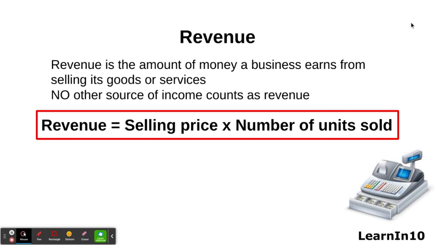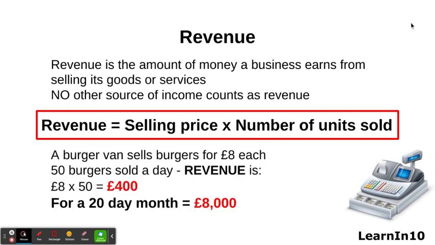We've got a really important formula here. That's our selling price for 1 unit of output multiplied by the number of units the business sells. So, if a burger van sells quality burgers for £8 each, that's 50 burgers a day, giving us a revenue of £400 a day. That's the £8 per burger multiplied by 50 is £400 revenue a day. So for a 20-day month, we're getting £8,000 in revenue.